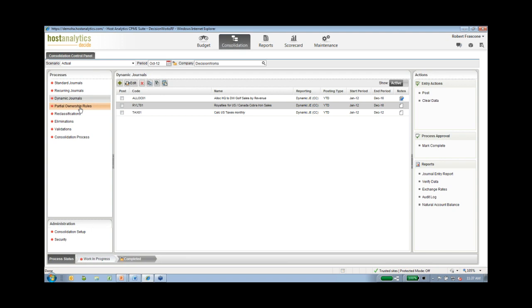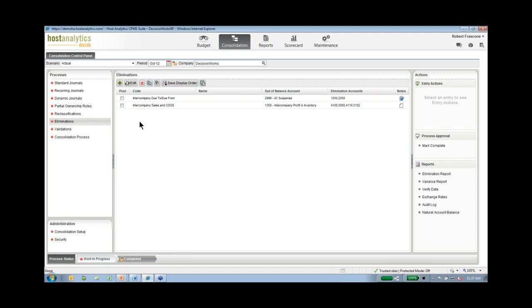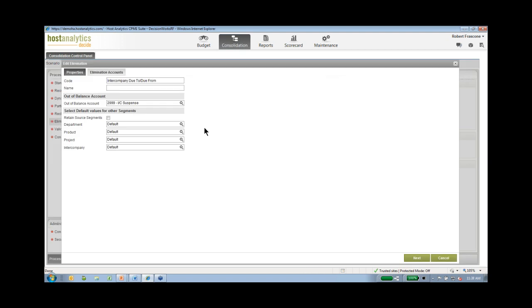Partial ownership rules. If non-controlling interest is an issue to you, we certainly have you covered there. Reclassifications. The classic here are balance sheet reclassifications. Let's focus on eliminations because I think this is where we want to spend some time. So let's talk about intercompany. Let's talk about our due to and due from very quickly. And this is where we can really do, I think, a lot of heavy lifting for those of you in the audience, and this is what we've done really with our customers.